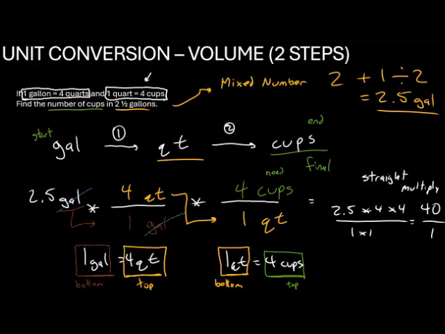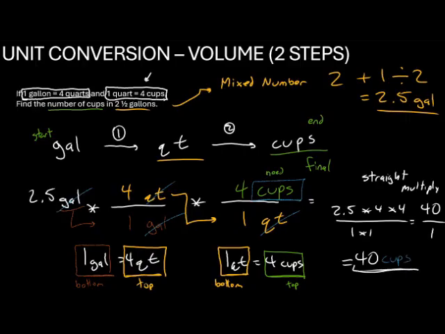If we take 40 divided by 1, dividing by 1 will not change our answer. This means we'll get 40 as our final number. To finish writing our answer, let's look for any units we can cross out. Since we have quarts on top and another quarts on bottom, we can cross both of those out, leaving us with just cups. This means our final answer will be 40 cups.